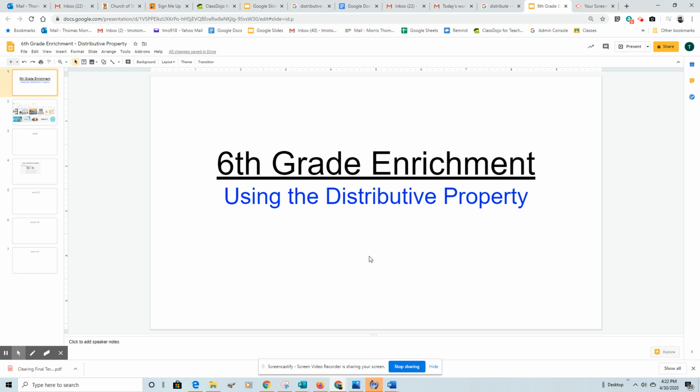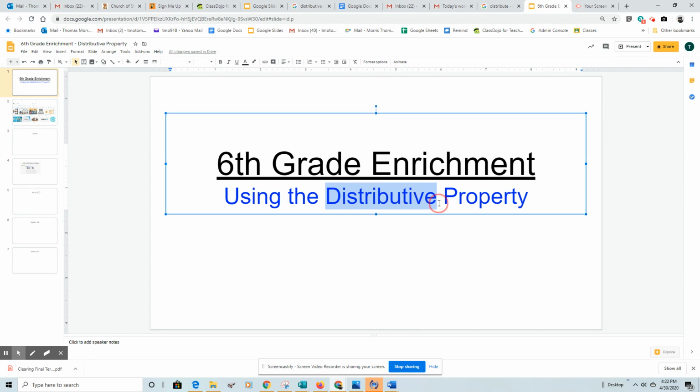All right, for this week's enrichment lesson, I thought we would take a more advanced property from our last chapter that you're going to be doing in 7th and 8th grade, and that's known as the distributive property. All right, so you might not be familiar with that word.